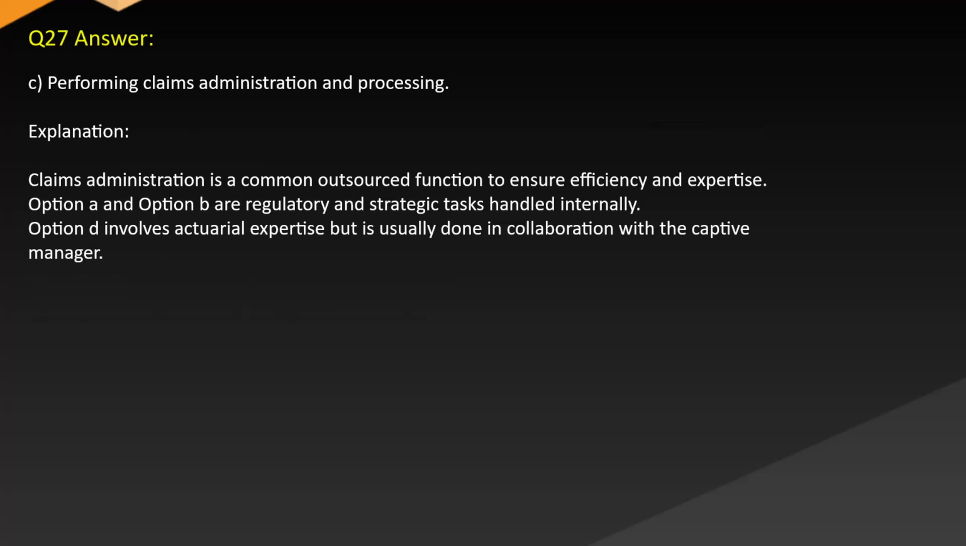Answer: C, performing claims administration and processing. Explanation: claims administration is a common outsourced function to ensure efficiency and expertise. Options A and B are regulatory and strategic tasks handled internally. Option D involves actuarial expertise but is usually done in collaboration with the captive manager.